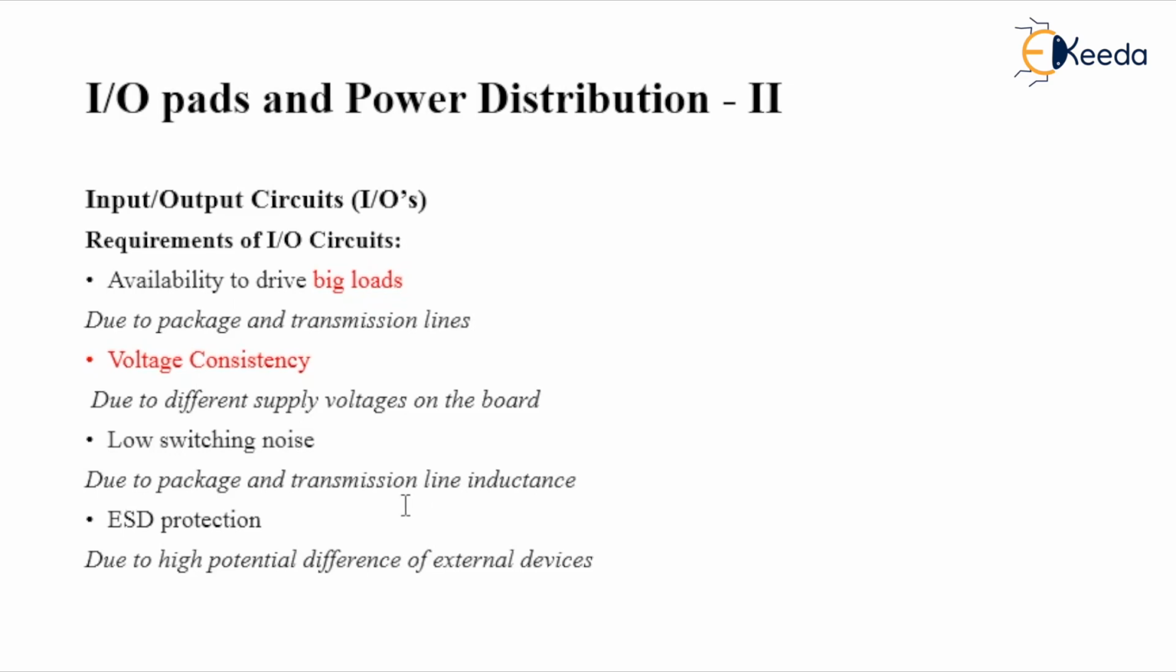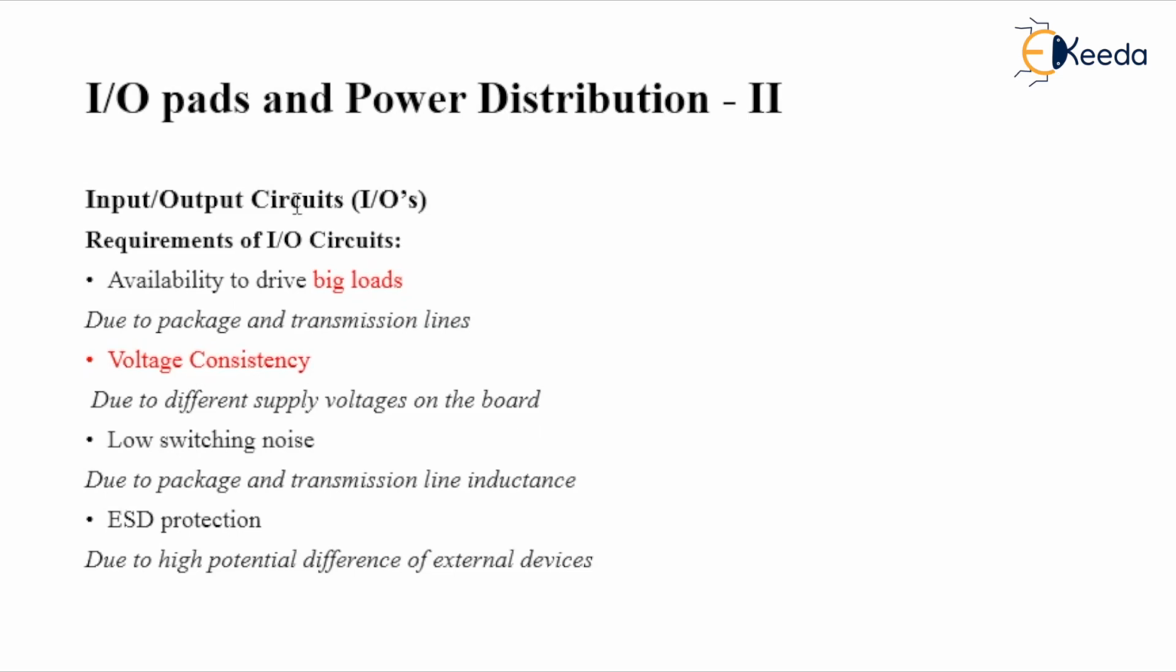The third one is the transmission line inductance. Due to transmission line inductance, there will be some amount of noise, and that also has to be reduced, which is one of the requirements of these input/output circuits. And the last one is ESD protection. ESD means electrostatic discharge protection. This is due to high potential differences from external devices. Due to external devices, some high potential differences will occur in the board. That's the reason this input/output circuit requires ESD protection.